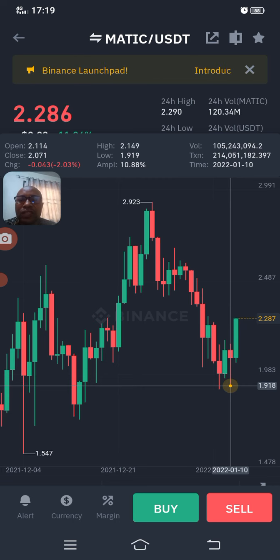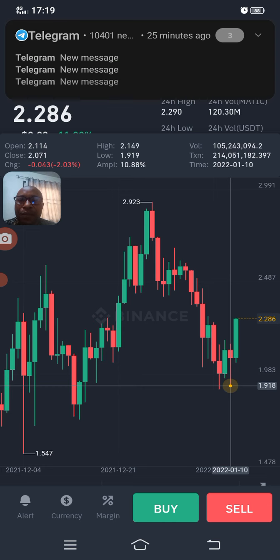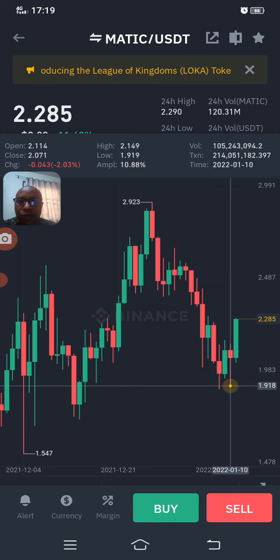And once price passes 50% or the midpoint, there is the equilibrium price. Once price passes 50% of what it has done and goes low, that means it has become a discount market. And at this point, you should buy.